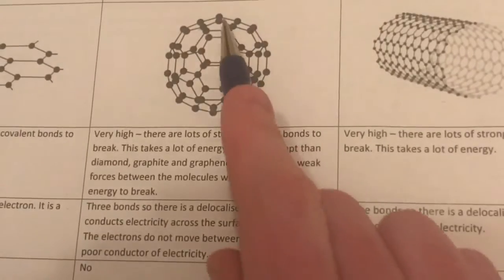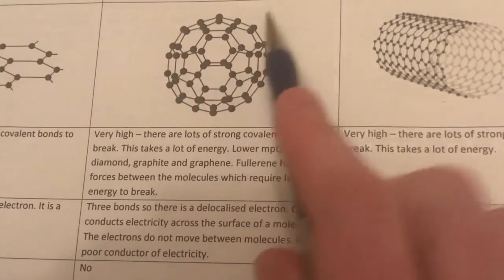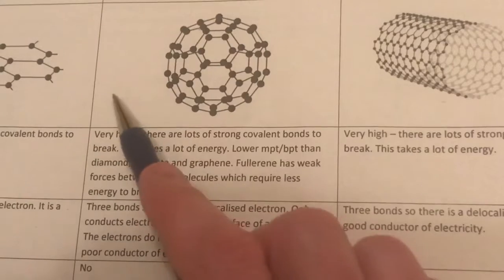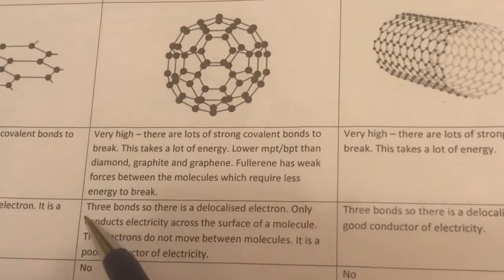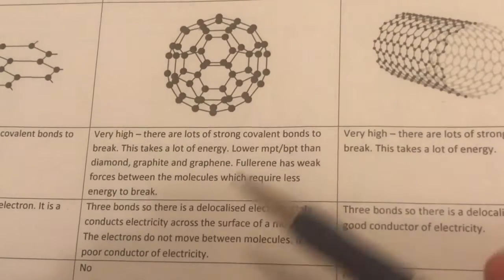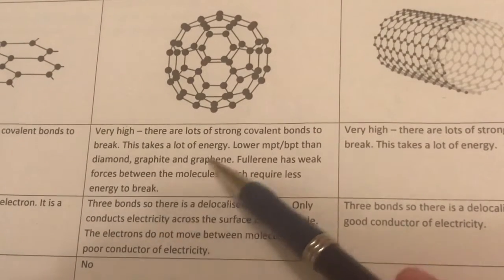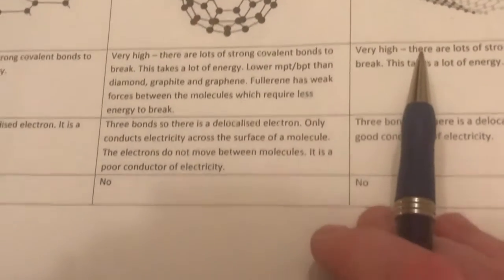So what you'll have here is one of these structures, and then another one here, and another one down here, and another one over here. But in between, you would have weak forces between those structures. And because those forces are weak, that slightly lowers the melting and boiling point compared to diamond, graphite, and graphene.